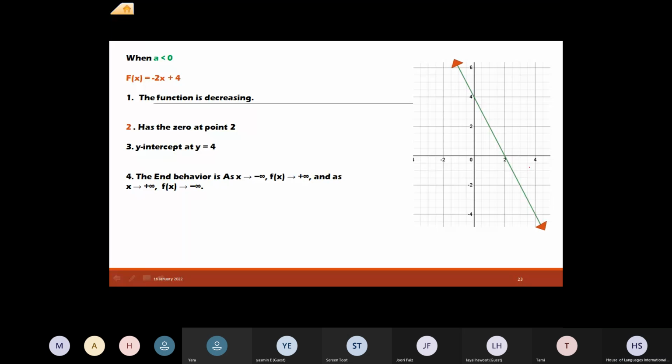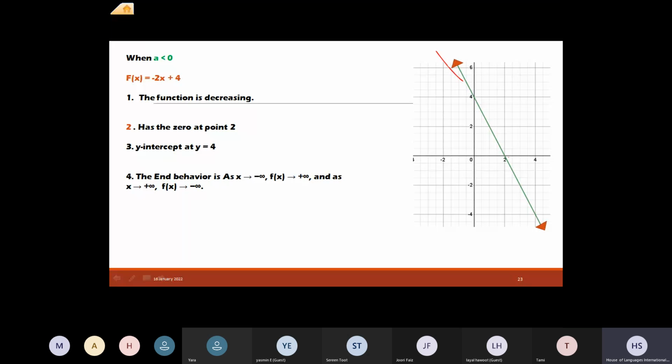So here, as you see, the function is decreasing. Now, where is the 0? What do I mean by the 0 of the function? The x-intercept. At which point? 2. Here it is. What about the y-intercept? At 0, 4. What about the maximum value? Infinity. Bravo. There is no maximum point. Why? Look here, it's open, it's not closed. So you will say there's no maximum and there's no minimum point.